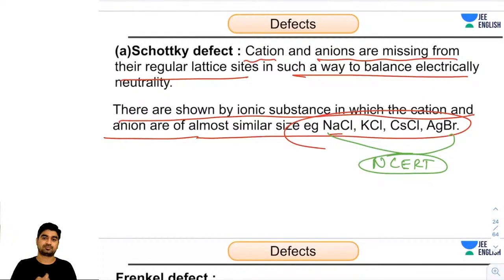Okay, now solve these. Remember all these formulas. So what is the condition for Schottky defect? Ratio of size of cation to anion should be comparable. Okay, guys, got it now.